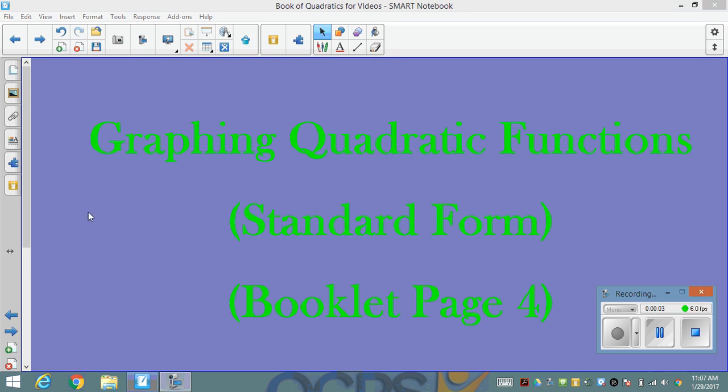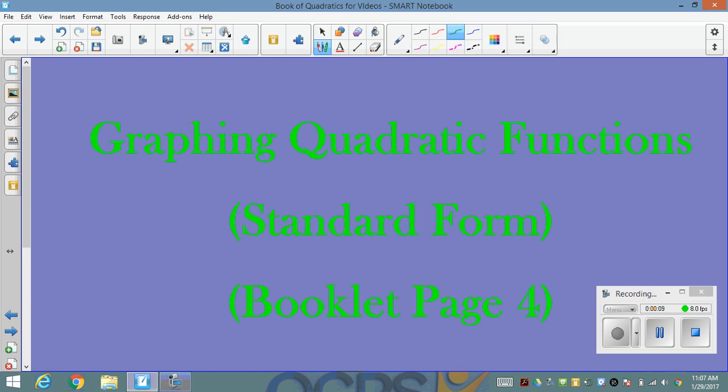Today we are going to talk about graphing our quadratic functions, this time using standard form. Standard form is the form that we've used over and over again, that ax squared plus bx plus c. That's our standard form. You're going to take your notes in your booklet on page 4.